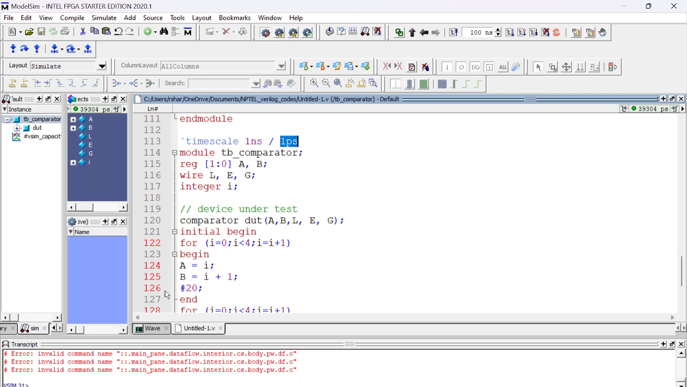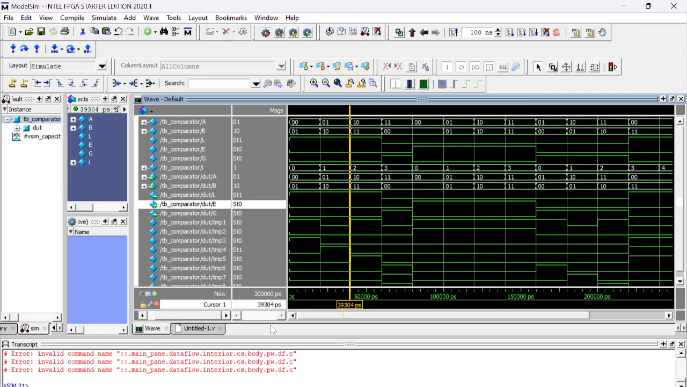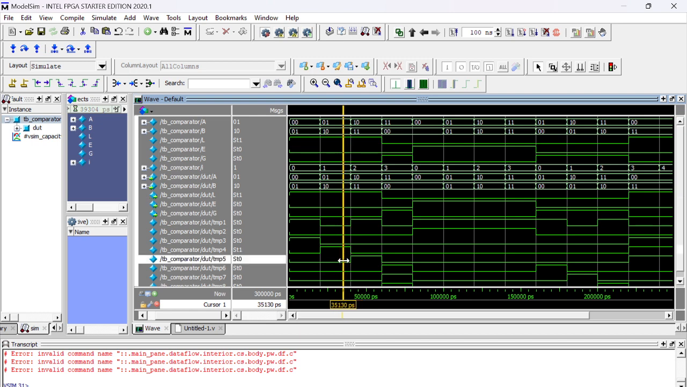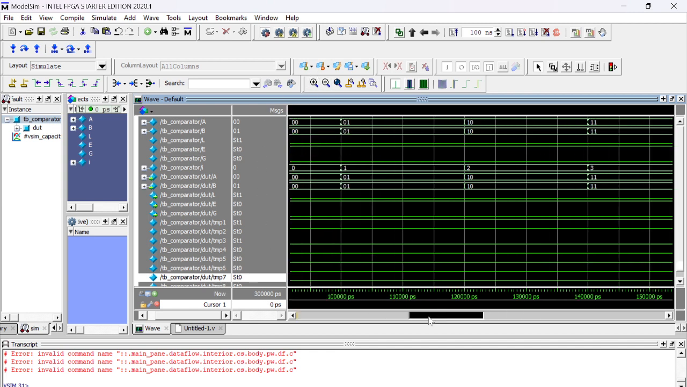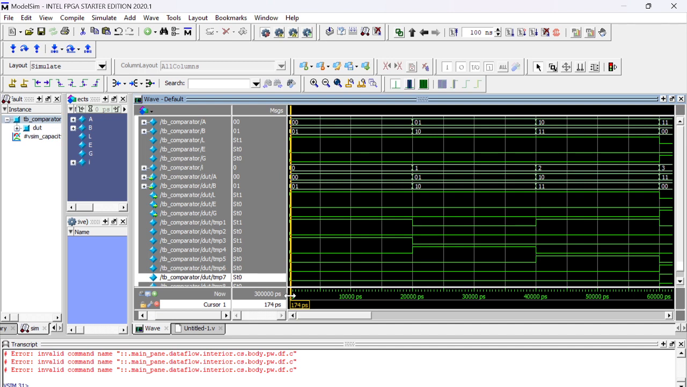Then, madam, what does precision tell me about? Every 1 picosecond it can detect. That's why you are able to see every 1 picosecond in this waveform. Changes at every 1 picosecond can be detected.